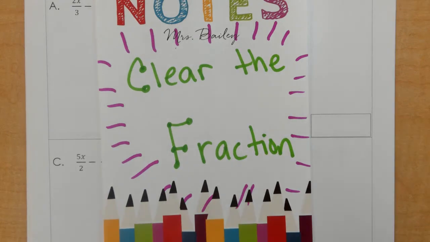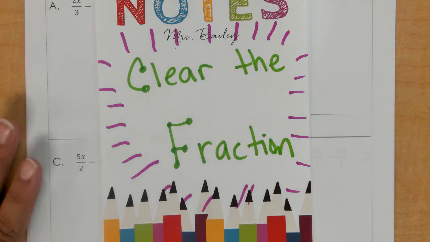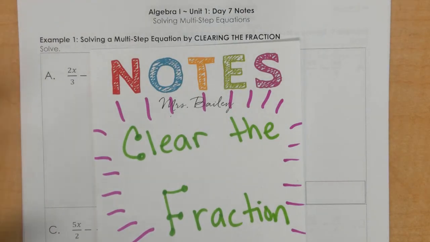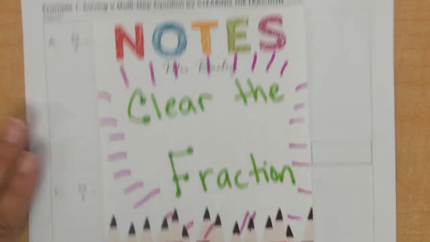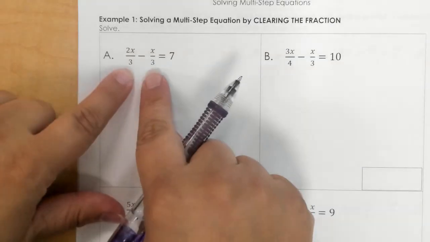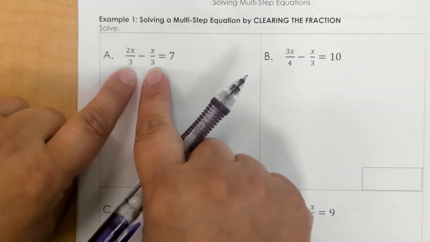So for day 7 notes, we're going to clear the fraction. The first thing you want to do is make sure that you have your packet out and you're on day 7, solving multi-step equations with clearing the fraction. For letter A, we see that we have the same denominator in both fractions, a 3.